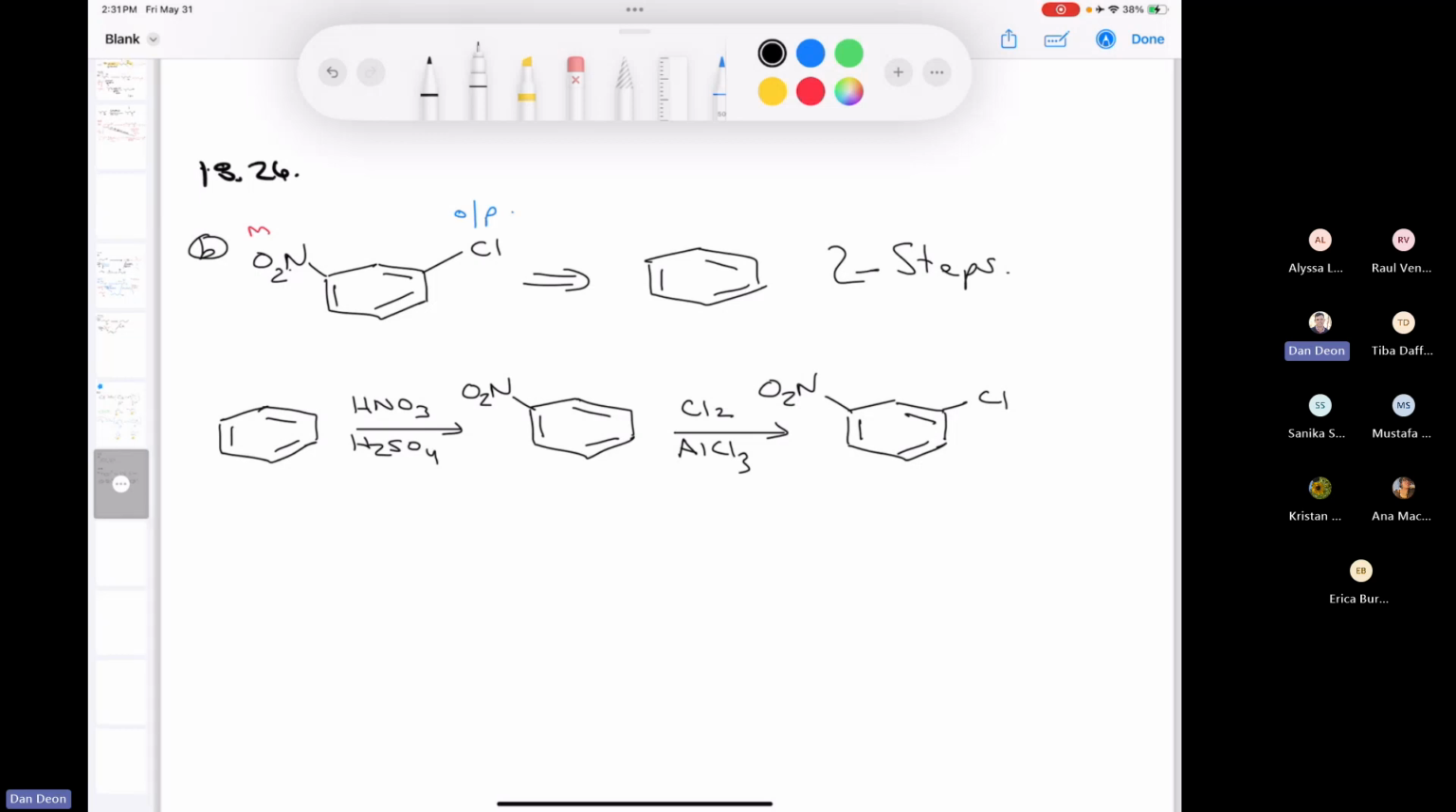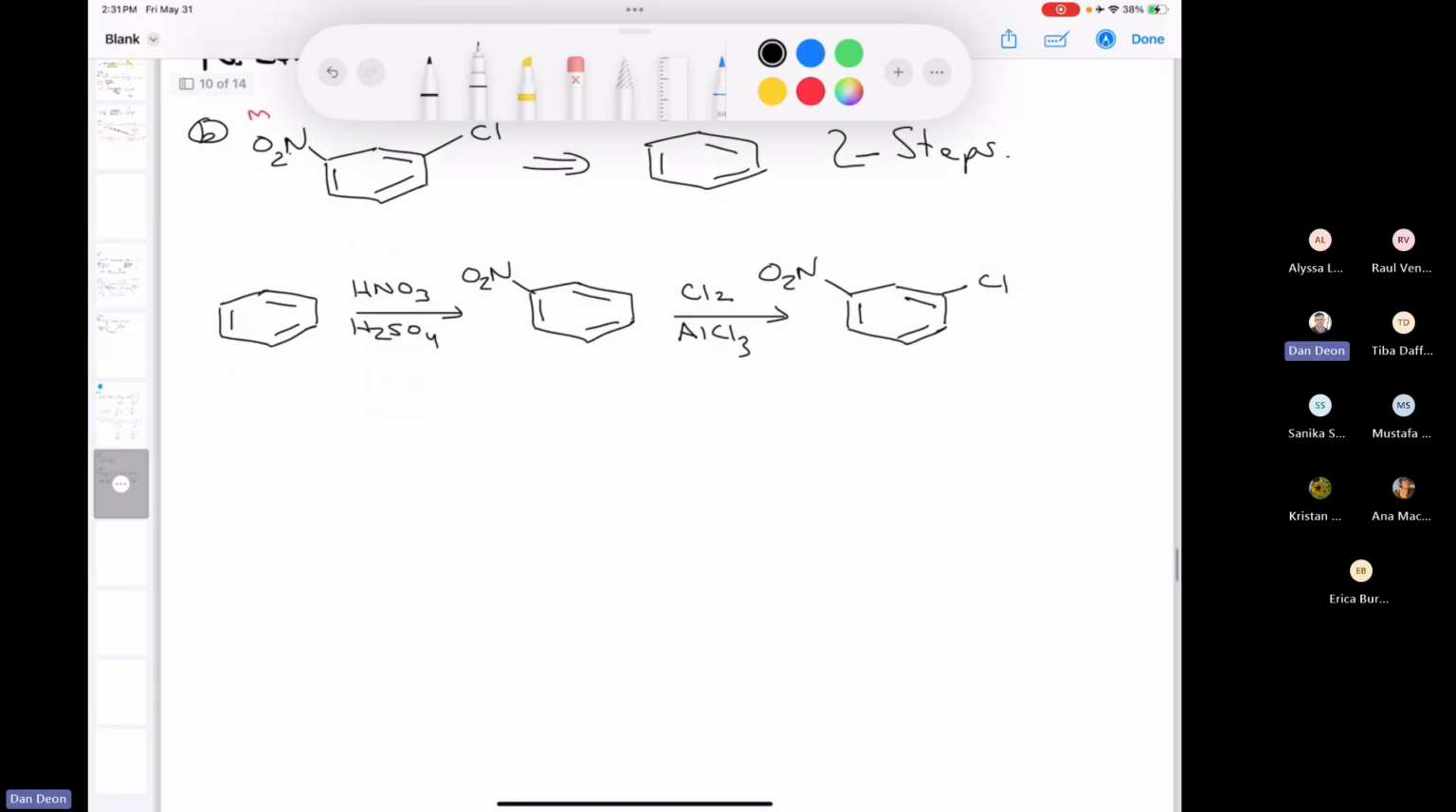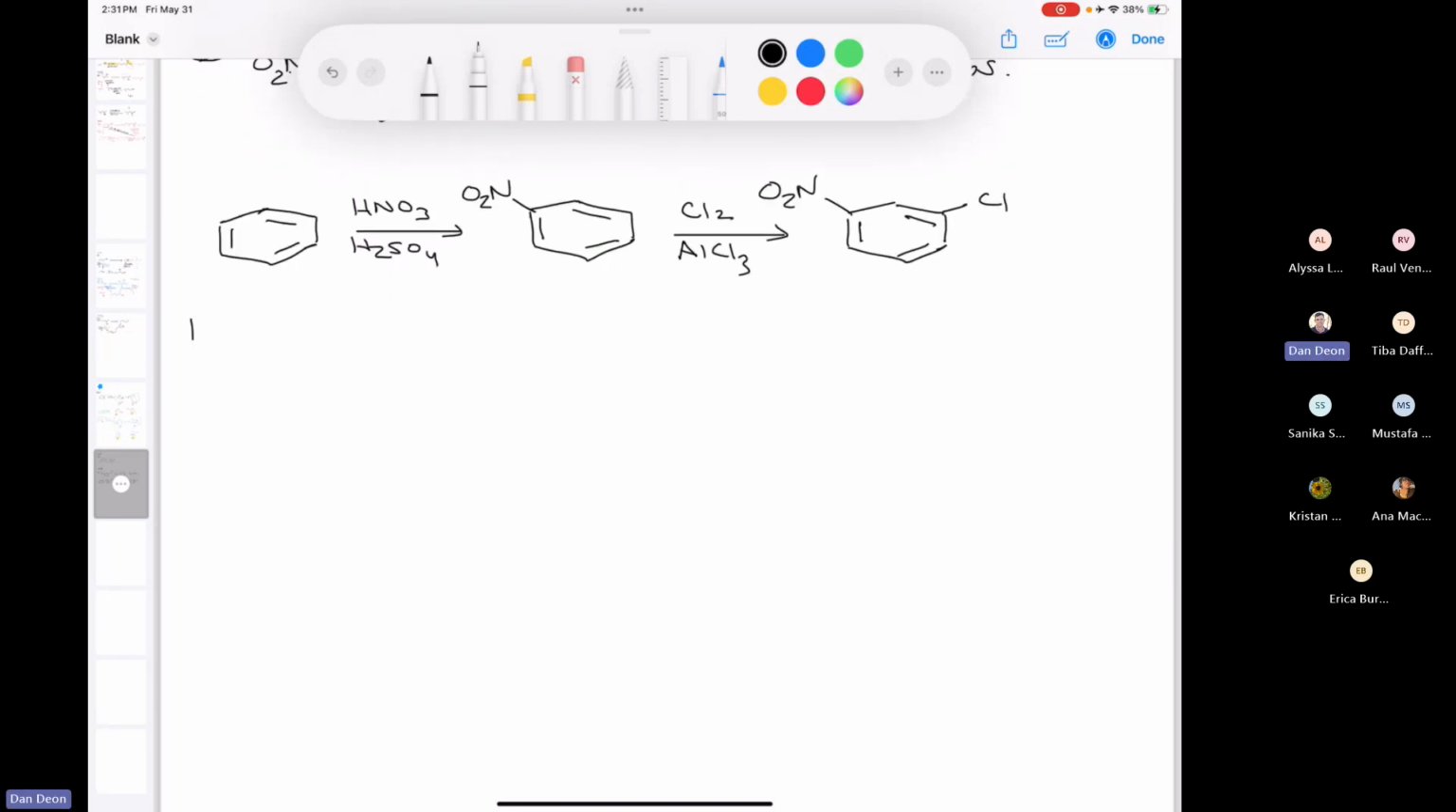And then the last one, C. So let me just scooch down here a bit. So this is 18.26C. We've got an amino group.